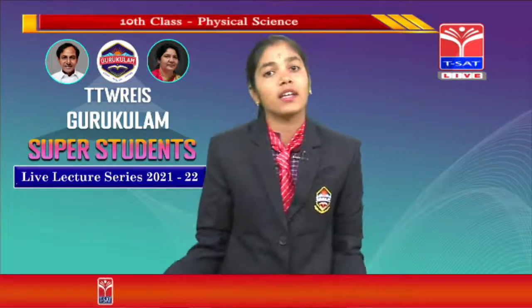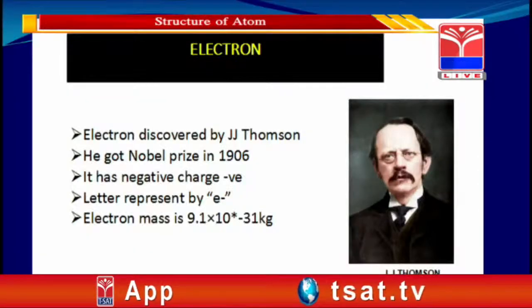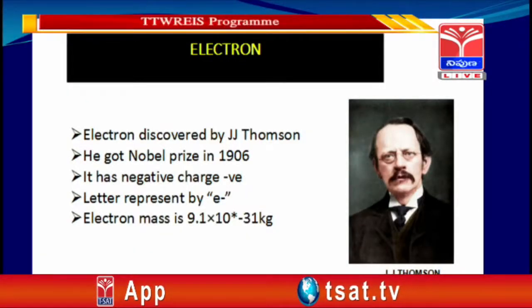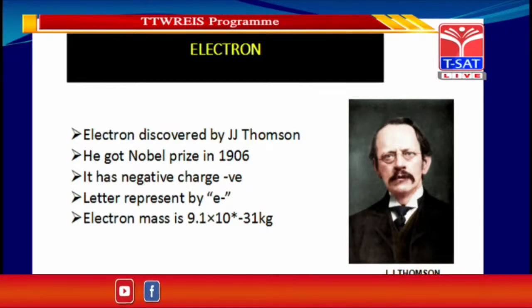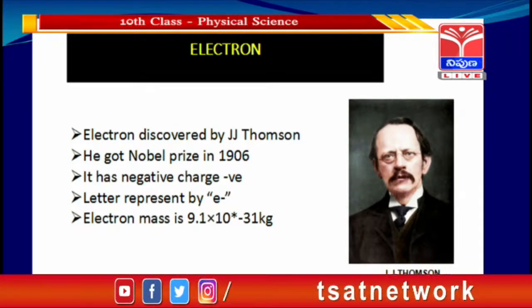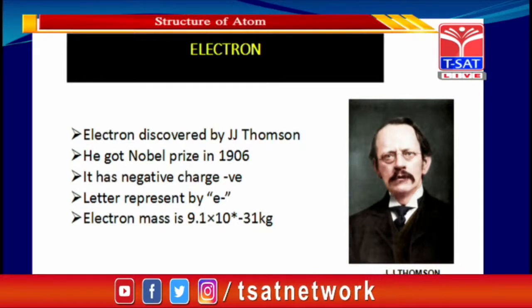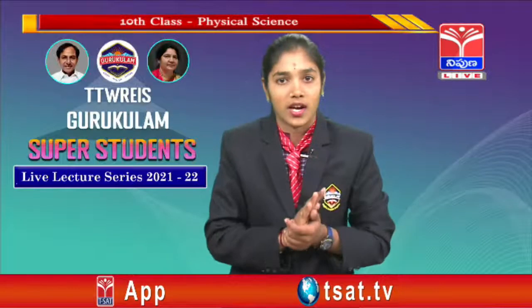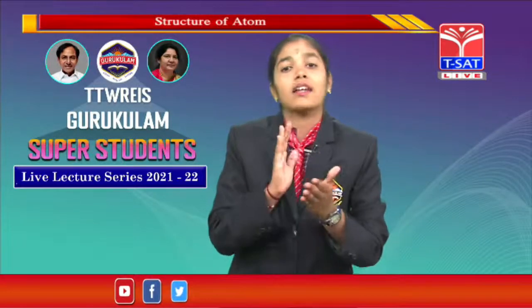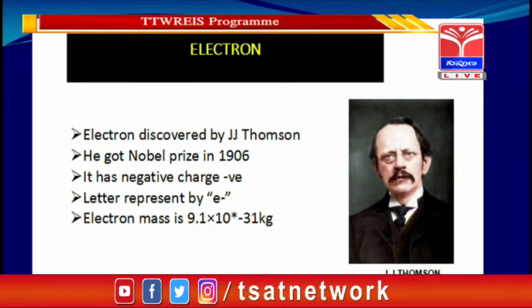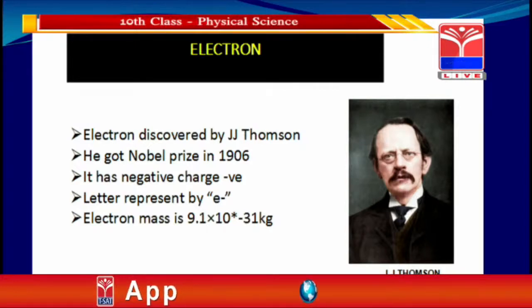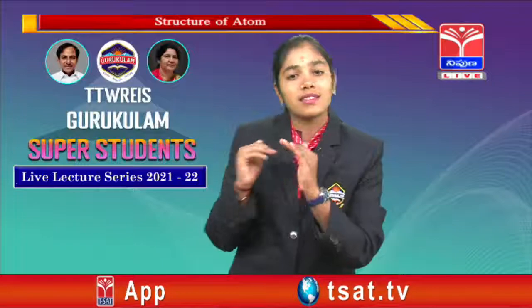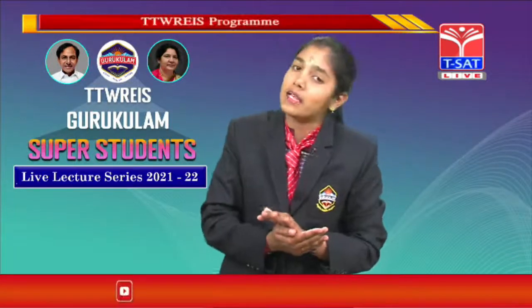Electron. The electron was discovered by J.J. Thomson. His full name is Joseph John Thomson. The electron was discovered in the year 1906, and the electron is represented by the letter e, and the electron has a negative charge. We denote the electron as e to the power of minus because the electron has a negative charge, and the mass of the electron is 9.1 into 10 to the power of minus 31 kg. This is very small, so we call the electron an elementary particle.